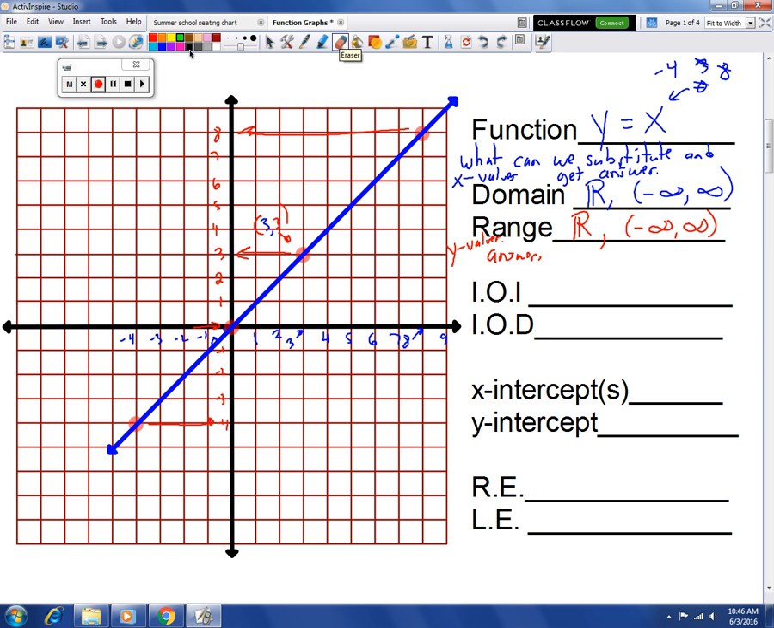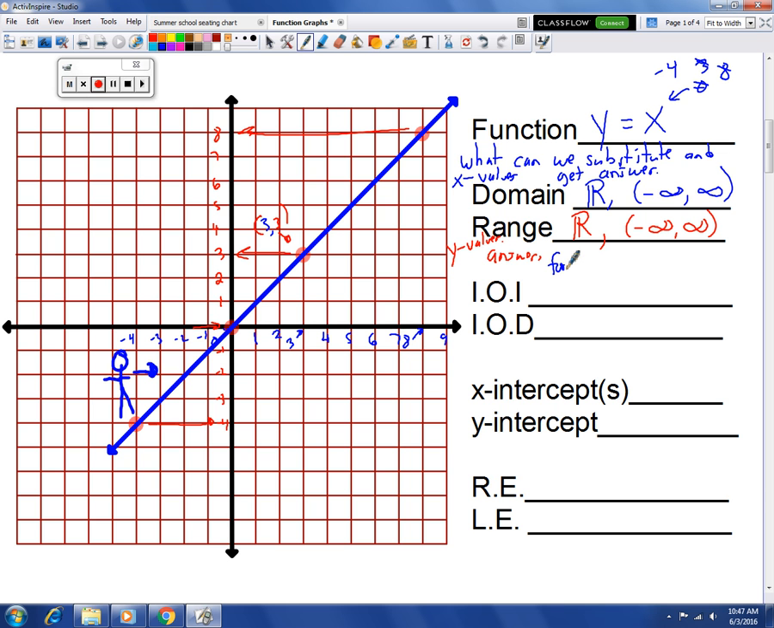Okay, I'll put my little person over here. Always put them on the left end, as far back as you can. Make him always go to the right when you do an interval of increase and an interval of decrease. So as he's going to the right, you can see he's going uphill. He's increasing.